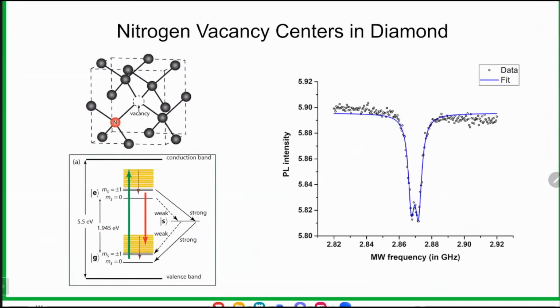And we are also working on nitrogen vacancy centers in diamond. It's basically a defect center in diamond. Diamond is made up of carbon atoms.